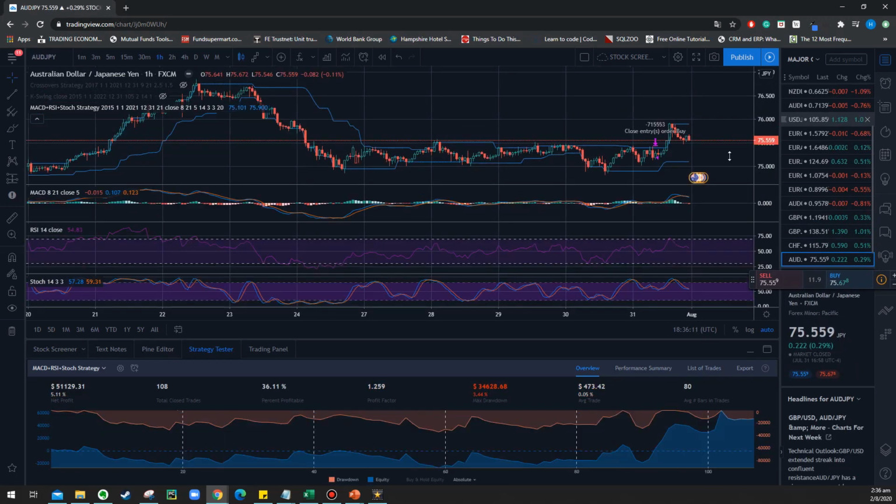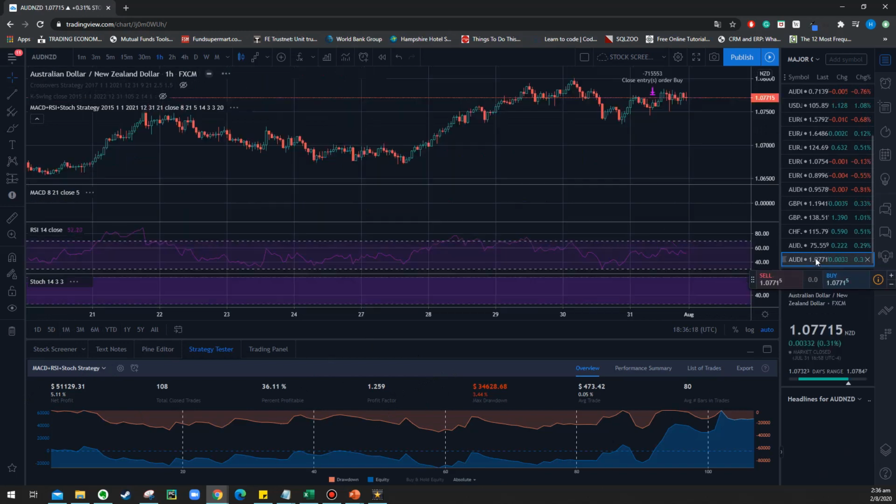We quickly skim through the profit factor for each pair. I can see that only Australian dollar to Japanese yen pair is profitable. Let's move on to stocks.